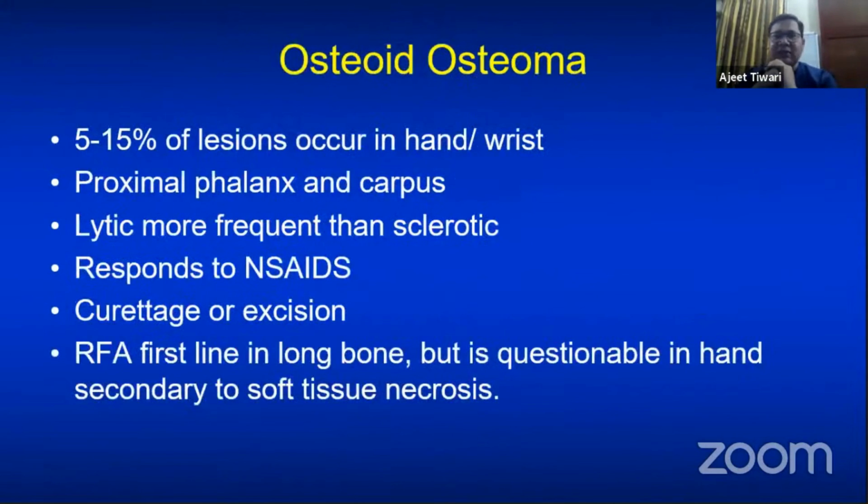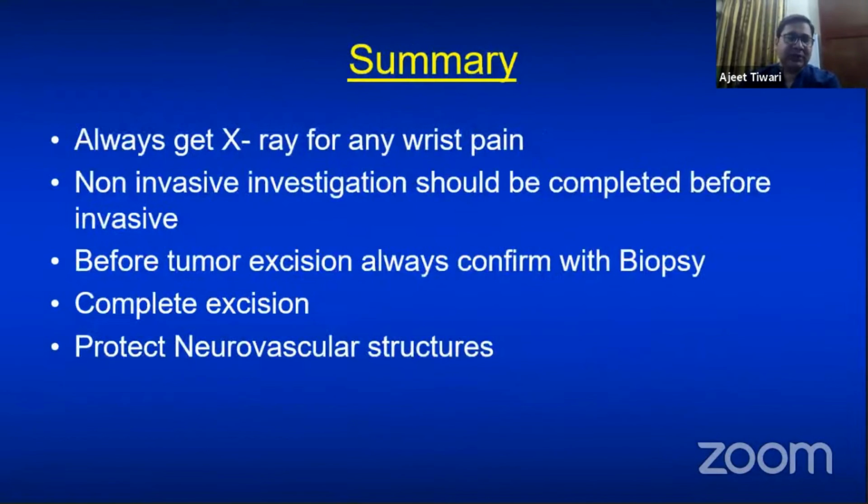And in the last, I would like to highlight this. Some patients may have osteoid osteoma, where 5 to 15% of the lesions occur in the hand and wrist. Lytic lesions are more frequent than sclerotic lesions. These patients respond very well to NSAIDs, and sometimes you require curettage and excision, and radiofrequency ablation is also required. So I want to summarize that you should always get an X-ray for any kind of wrist pain.